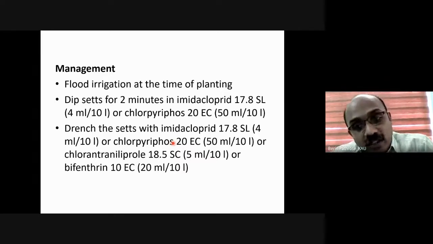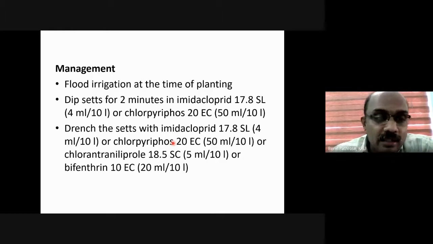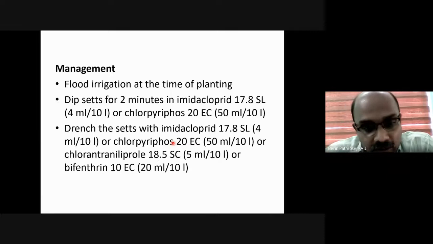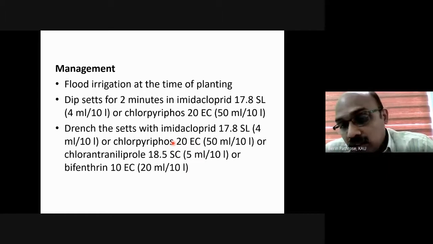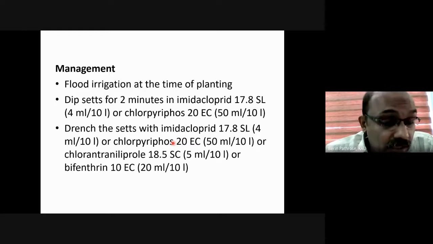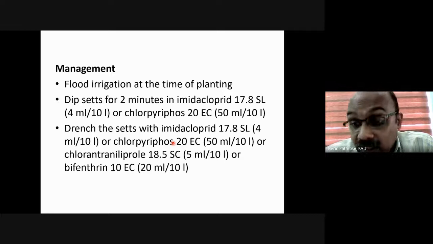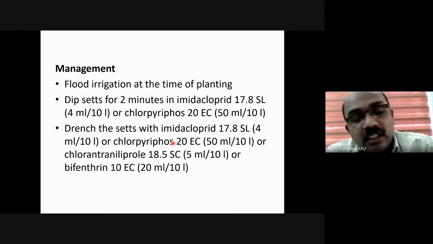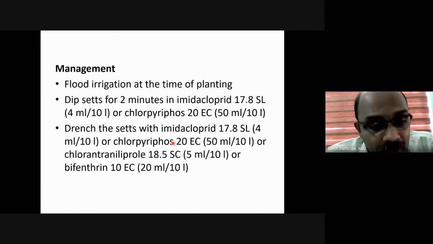Here also you can use imidacloprid and chlorpyrifos, the same recommendation, that is 4 ml per 10 liter or 5 ml per liter of chlorpyrifos. Or we can use two more insecticides such as chlorantraniliprole, which is recommended at the rate of 5 ml per 10 liter. Usually for rice and others, we recommend chlorantraniliprole at 3 ml per 10 liter. Here the dose is slightly different. It is 5 ml per 10 liter, or we can go for a synthetic pyrethroid, bifenthrin, which is recommended at the rate of 2 ml per liter or 20 ml per 10 liter.